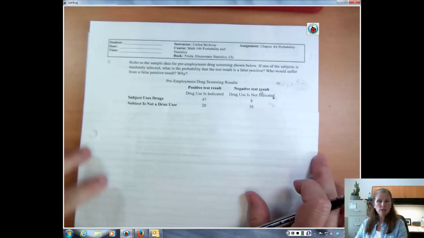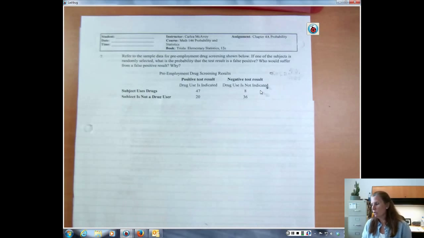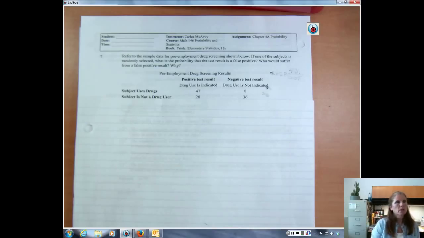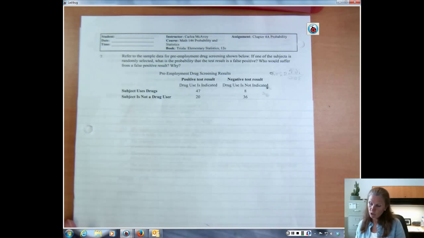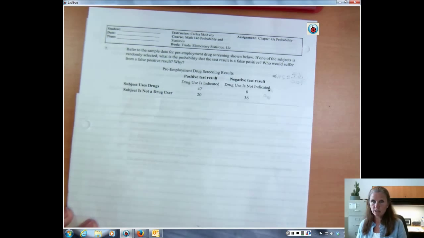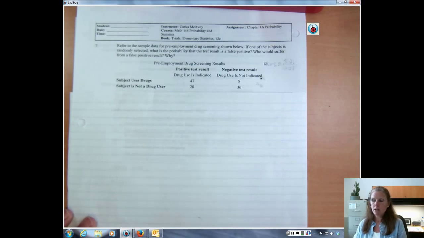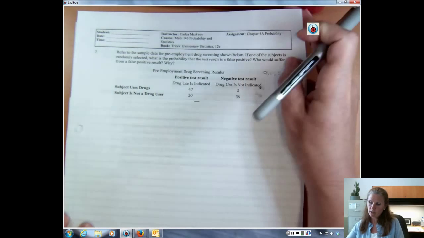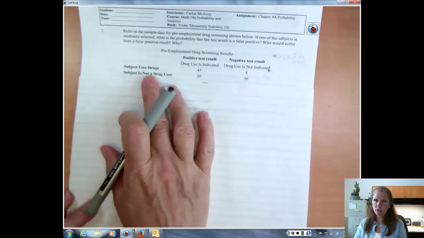I'm going to just go through these on here. If there's something that seems like it'd be tricky to enter, I'll let you know. But remember that when you're looking at the MyMathLab program, you want to read the directions about where to round or how many places to round to, right? Because that makes a difference. All right. Okay, so refer to the sample data for pre-employment drug screening shown below. If one of the subjects is randomly selected, what is the probability that the test result is a false positive? Who would suffer from a false positive result and why?